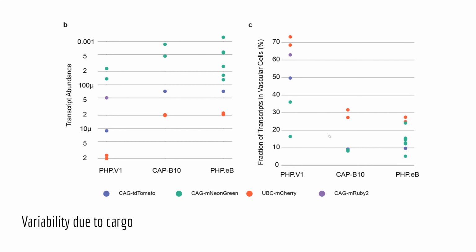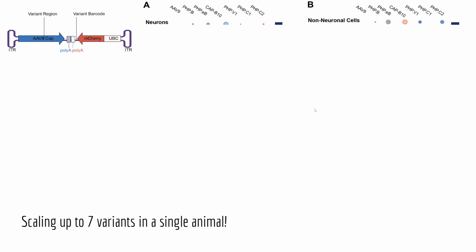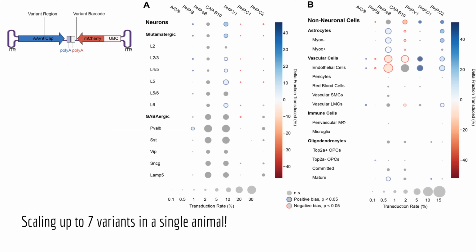And also, it's not just that the transcript abundance was lower, but the cell type bias itself was shifted from the fluorophore alone, or not from the fluorophore, sorry, from the whole cargo, the fluorophore plus promoter. And we suspect this is because different promoters are going to have different profiles of what cell types they get expressed in. And so for our final experiment, rather than looking at any absolute transduction rate, we learned that it's important to really consider things from a relative perspective.